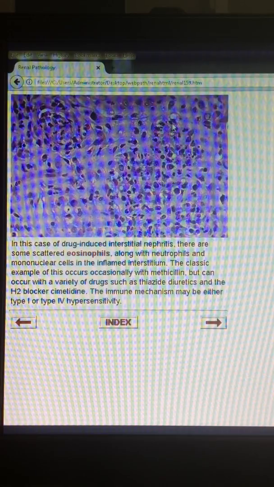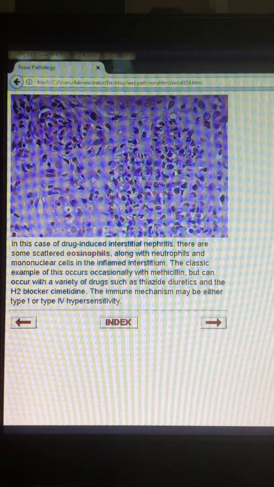You can see along with that mononuclear cells or lymphocytes or even neutrophils also. The classical example of a drug is methicillin, but it could be seen with other drugs like thiazide diuretics or H2 blockers. But keep in mind that eosinophils should be there in order to call this a drug-induced interstitial nephritis.